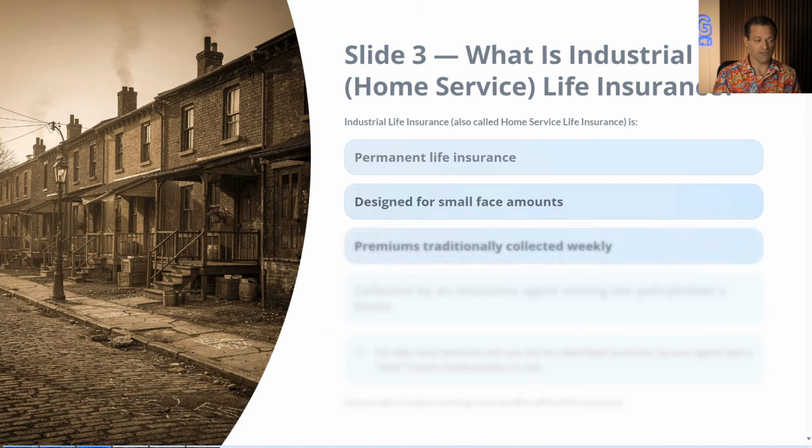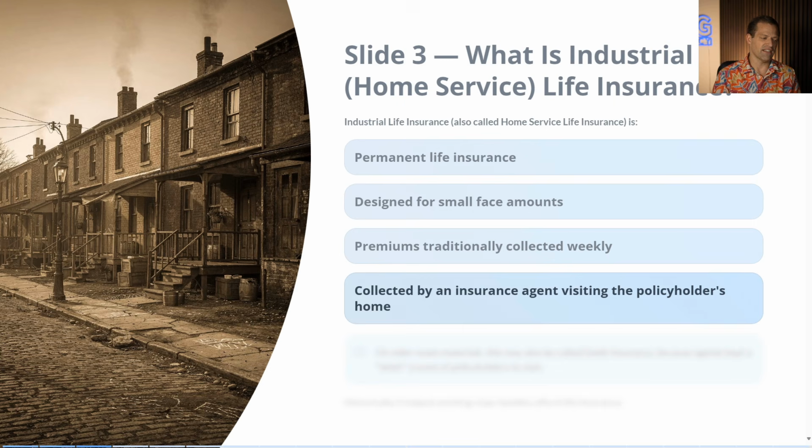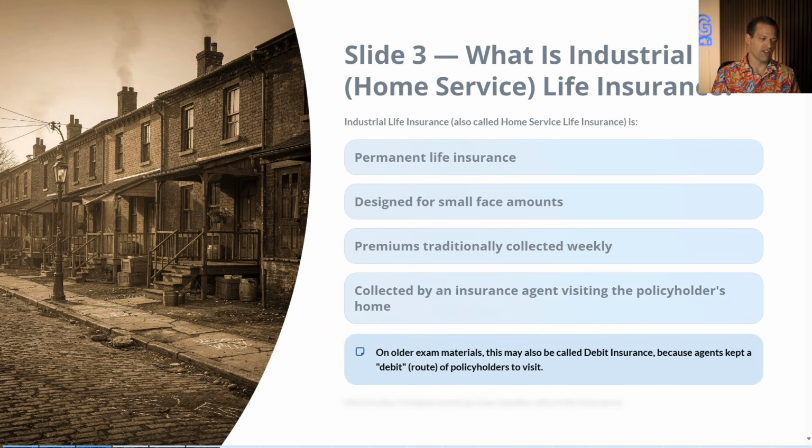Typically, it's permanent life insurance with small face amounts, with premiums traditionally collected weekly, sometimes monthly, and collected by an insurance agent actually coming to the policy owner's home. Okay. You may also have heard of debit insurance, because they keep a debit of the policyholders they visit. So historically, it helped working class families afford life insurance.